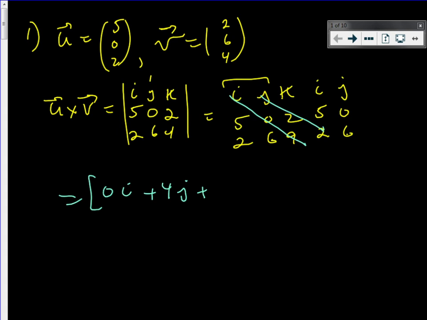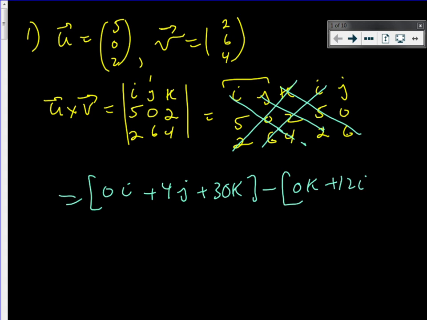plus we multiply the next entry, and we get, okay, hold on, I just have a typo here. It should be 2, 6, 4, but the product is still 0, so we lucked out. Plus 30k, then minus, and we go this way. That's 0k, that's plus 12i, and then plus 20j.